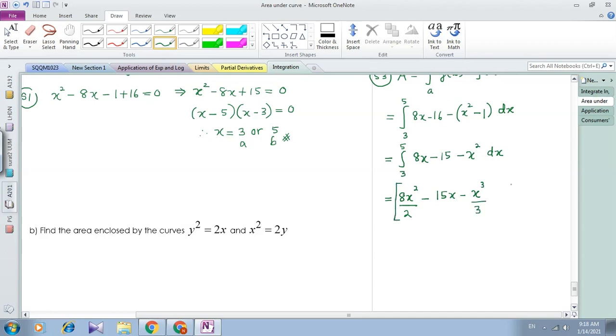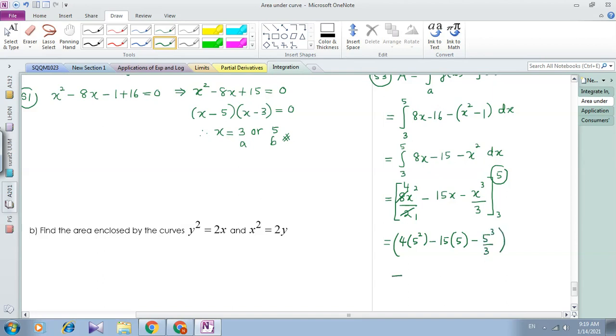And don't forget our upper limit and lower limit. Do the same step as before. So we will replace the upper limit first. We can simplify this: this is 1 and this is 4. So we will replace 5: 4 times 5 squared minus 15 times 5 minus 5 cubed over 3.